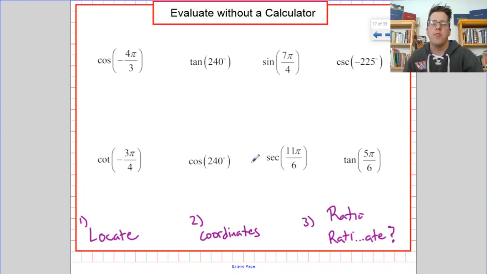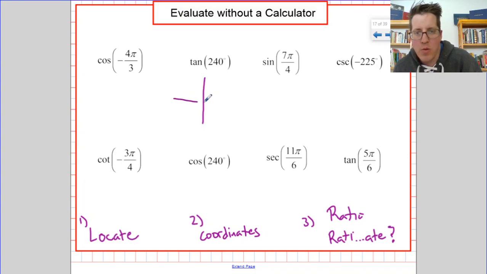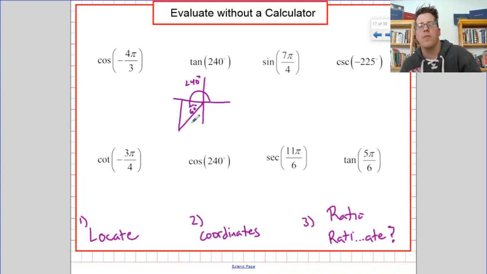Alright, so first, we'll try this one because it's in degrees and we're a little bit more comfortable with degrees. Locate 240 degrees. I bet you think, well, that's 180 plus 60. Good call. So 240 degrees is here. Now, we are not really going to worry about that. We're going to worry about this reference triangle, which has a 60-degree angle.